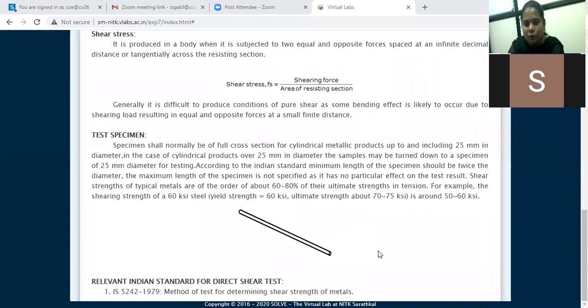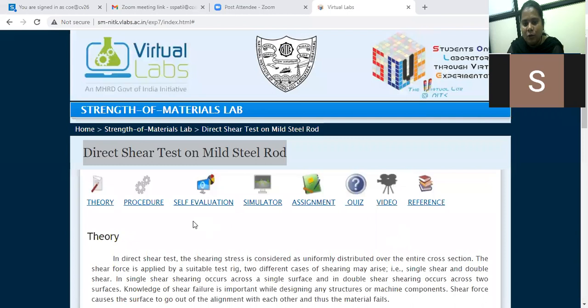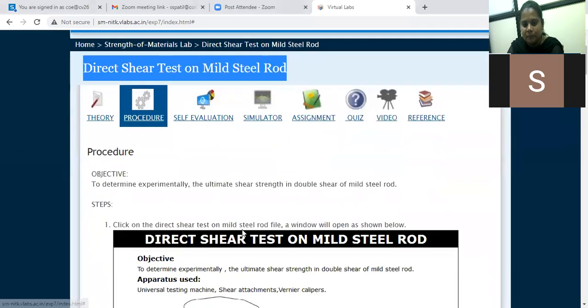Minimum length should be 2 times the diameter, and the maximum length has no specific unit. For performing this test, we are going to use IS 5242:1979, Method of test for determining shear strength of metals. Now we will move towards the procedure.